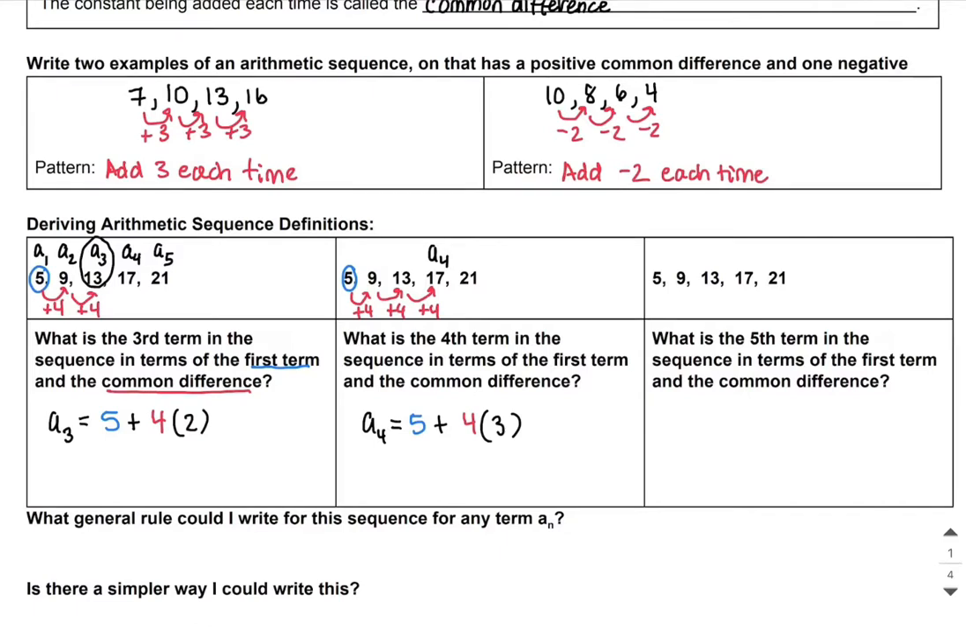For what is the fifth term in the sequence in terms of the first term? So I'm looking for a sub 5 here. A sub 5 is 21. And I'm taking the first term, I'm adding 4, adding 4, adding 4, adding 4. I added 4 4 times. So a sub 5 is equal to 5 plus 4, the common difference, 4 times, or 4 times 4.